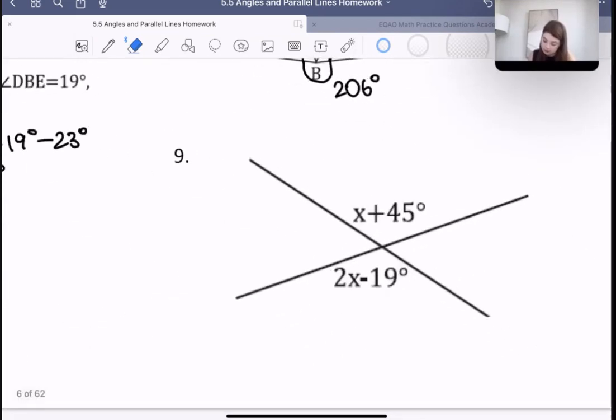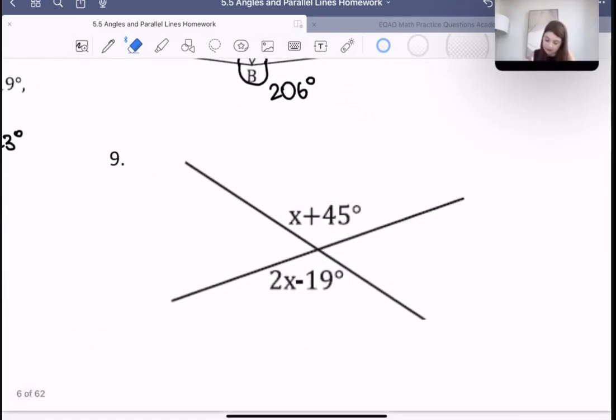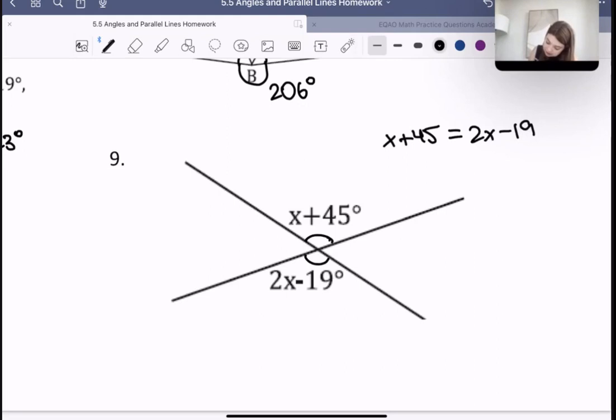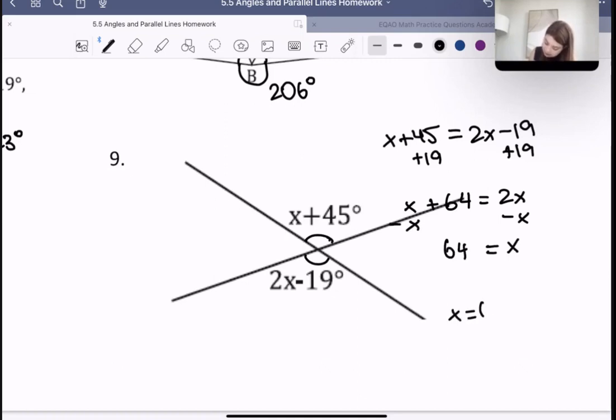Let's move on to number 9. Here, number 9, they want us to solve for x. And here we have that these are opposite angles. So that means they must be equal. So that means x plus 45 must be equal to 2x minus 19. Now let's solve this equation. We need to add 19 to both sides to get x plus 64 is equal to 2x. Then we must subtract x from both sides to get that x is equal to 64. So x is 64 in this case. Very good.